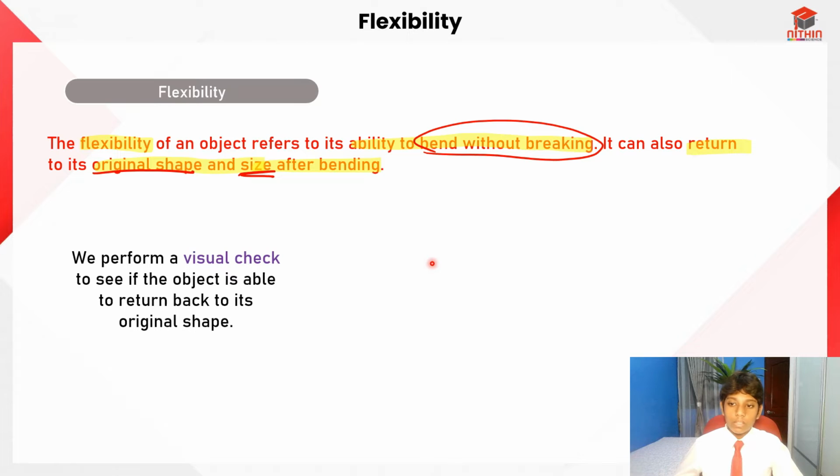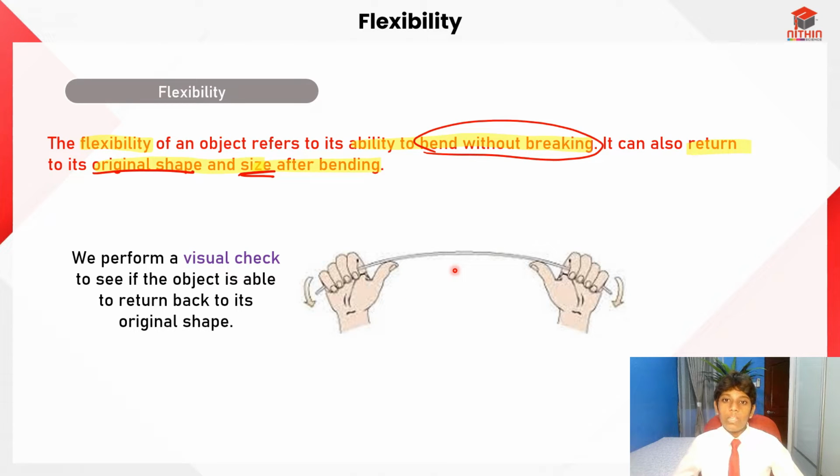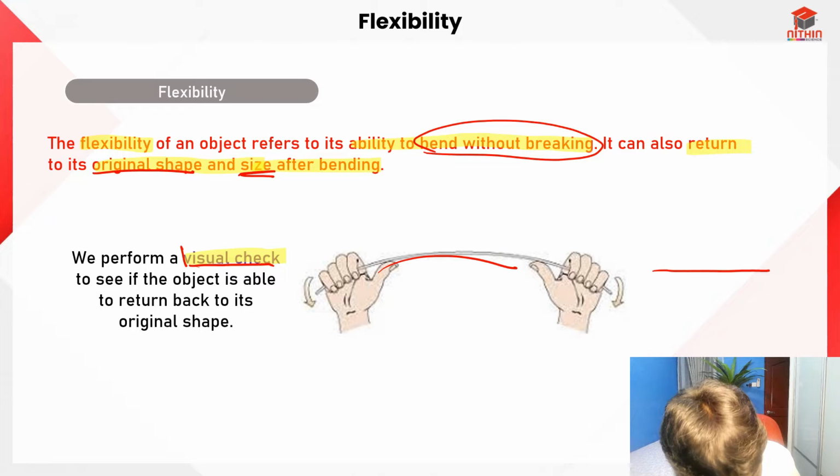Okay, next. So how do we take a look at flexibility? We perform a visual check to see if the object is able to return back to its original shape and size. This is an example of flexibility being tested. The person is bending a ruler, and after this the ruler will return to its original shape and size, basically being straight and not bent. So we are performing a visual check on this.